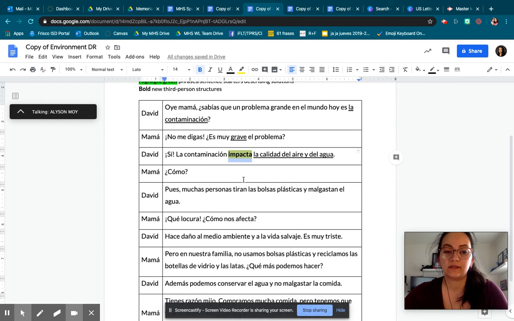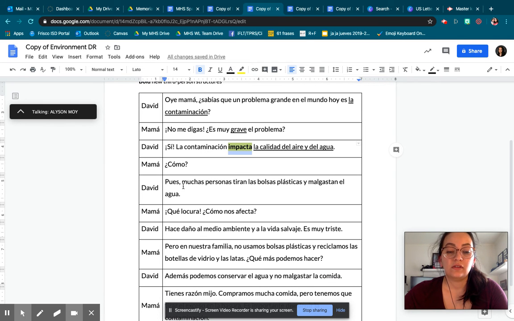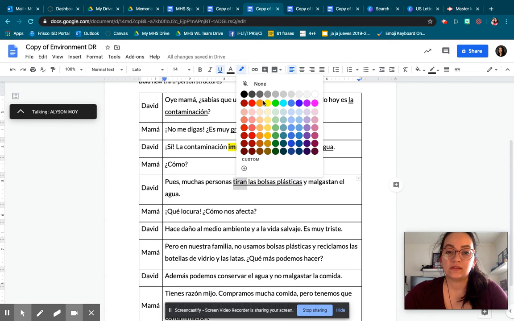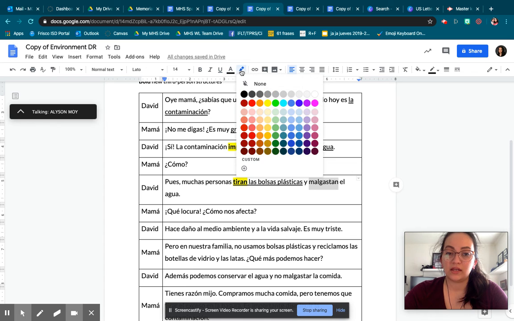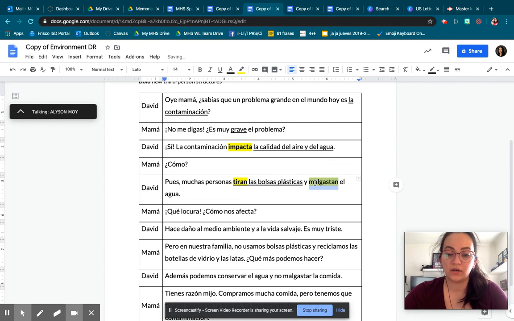It impacts. David continues on. Muchas personas tiran las bolsas plásticas y malgastan el agua. So we've got a lot going on here. We've got some new vocab. Tiran is they throw away. So this is going to be part of the problem. We can also bold it. Y malgastan. Again, that's part of a problem.